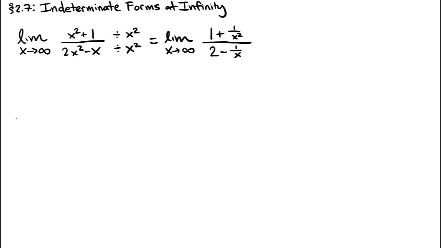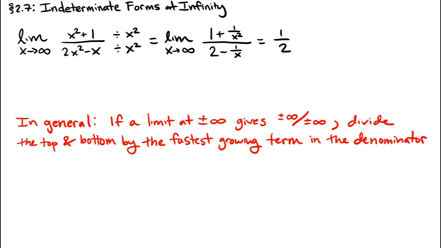If we divide top and bottom by x squared, we distribute that division to each term, and in the numerator we get 1 and something that goes to 0. In the denominator we get 2 and something that goes to 0. So the limit is just 1/2. The general strategy is to divide the top and bottom by the fastest growing term in the denominator. For polynomials, that's just the lead term.